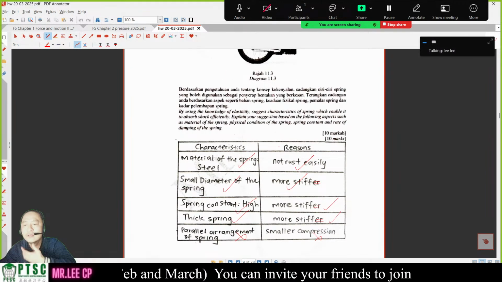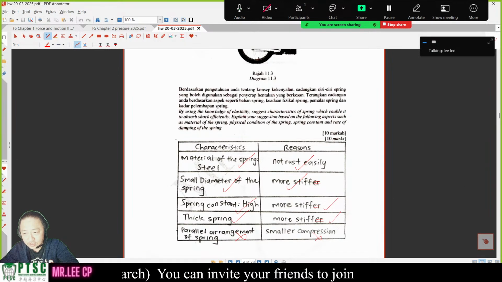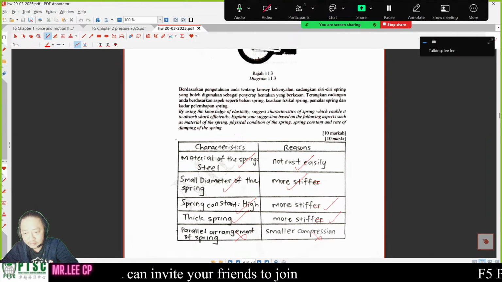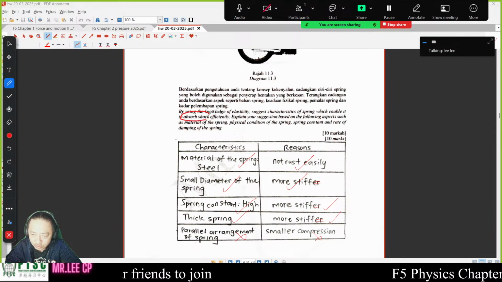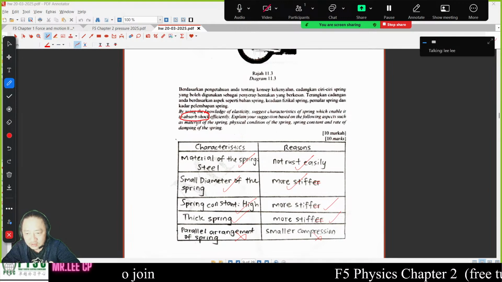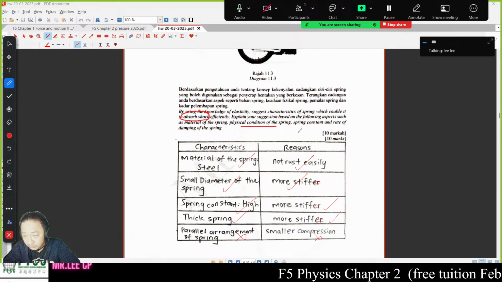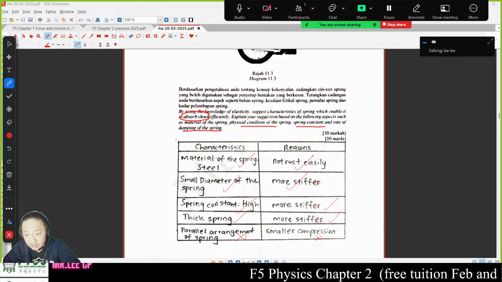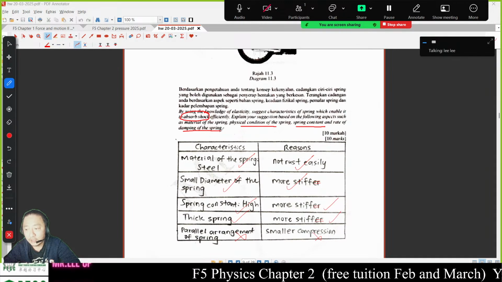Okay. Now, I discussed a bit about this one. Using the knowledge of elasticity, suggest a characteristic of the spring which enables it to absorb shock efficiently. I want to explain what is absorb shock efficiently. Then explain the suggestion based on the following aspects: the material of the spring, physical condition of the spring, spring constant, rate of damping.